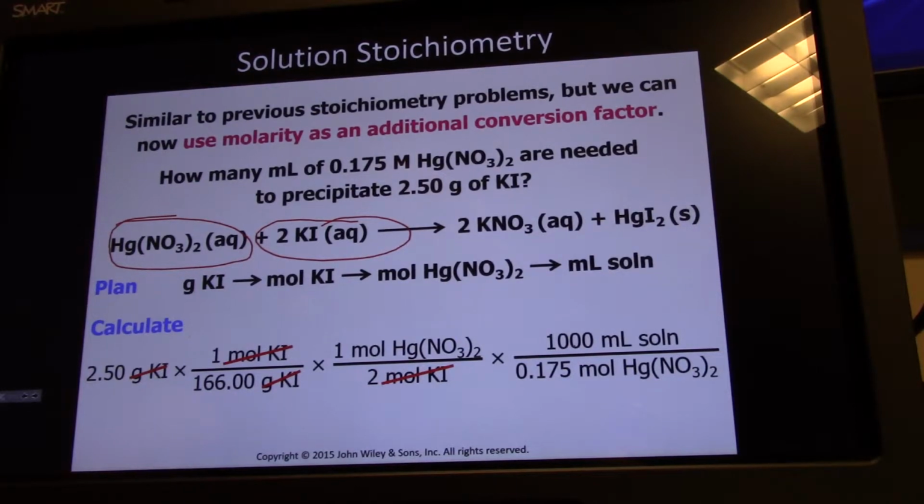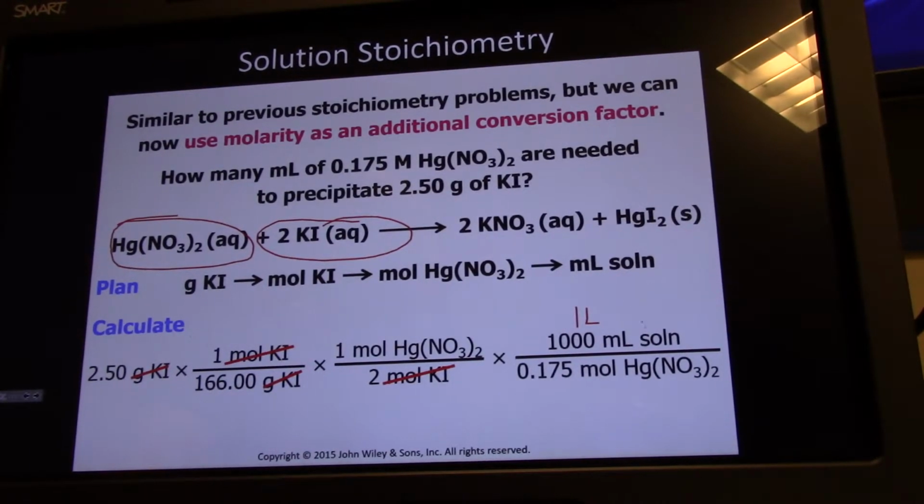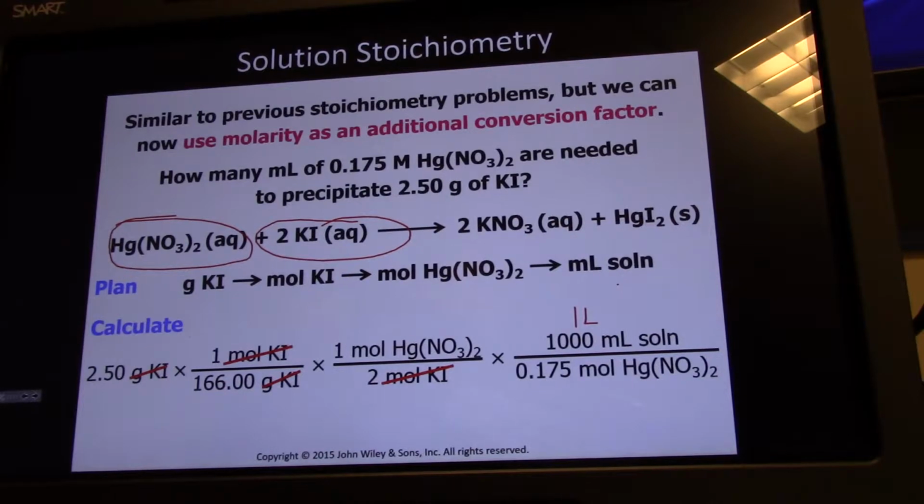They removed a step. You could say moles is moles per liter. So you could have 1 liter here and then do another step times 1,000 milliliters per liter. They just threw in 1,000 milliliters directly because that's the same thing as a liter, so they saved a step. But that's why they're doing that. And so this gives us how many milliliters of solution we need. In 43.0 milliliters of solution, we will have enough mercury 2-nitrate to precipitate out our 2.5 grams of potassium iodide. Any questions on that?